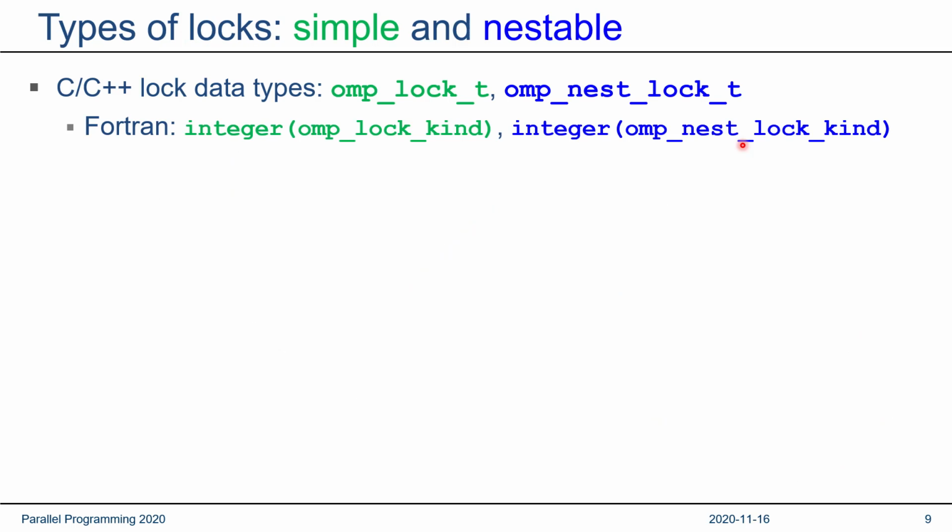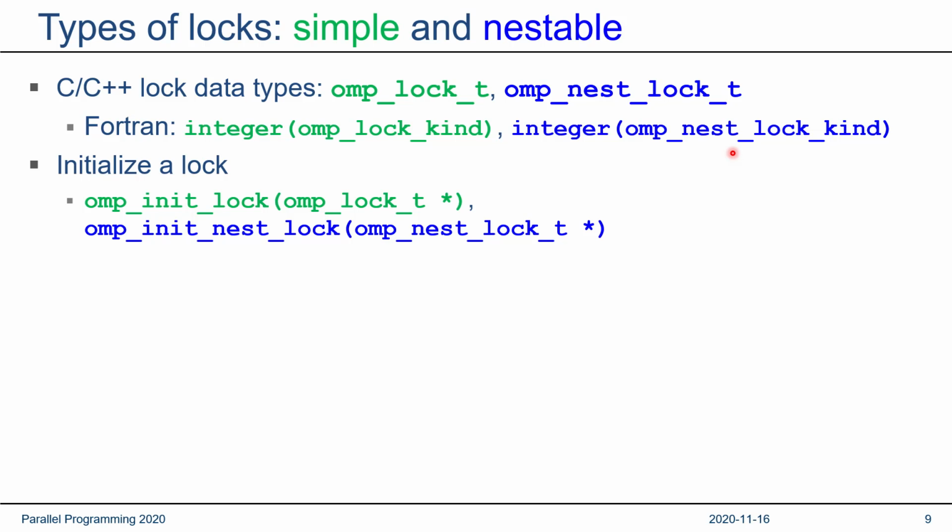So let's look at how this is done. There are two types of locks in OpenMP, the simple type and the nestable type. If you want to do anything with locks, you need to know that these locks have to be established using predefined data types. And these are called omp_lock_t and omp_nest_lock_t. So for the next one or two slides, anything that's green is simple locks, anything that's blue is nestable locks. In C and C++, these are predefined data types, actually structures. And in Fortran, these are integers of a certain size.